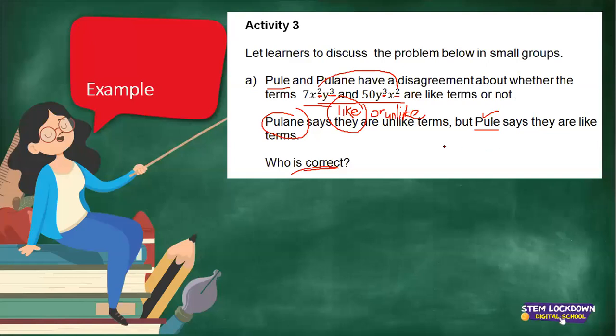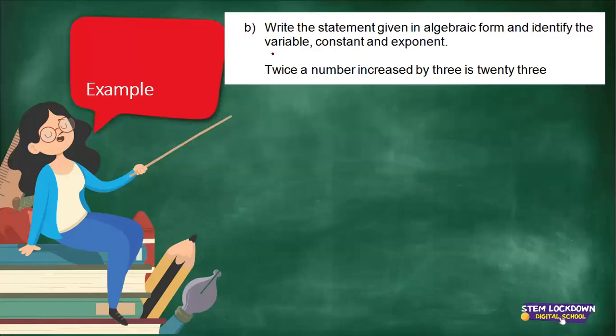Right. Okay, so let's carry on. Now another nice question. Here it says, remember to keep your videos off. It says, write the statement given in algebraic form and identify the variable, constant, and exponent. So first of all, please write this statement in this form. I'm sure you can use your chat.